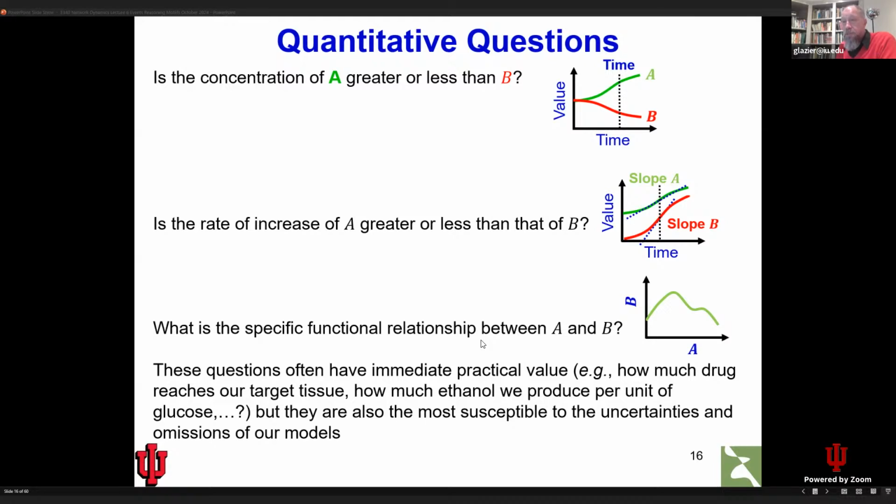Now, these are typically questions that are very useful. How much of a drug reaches our target? How much ethanol does our reactor produce per unit of glucose? But those are also the kinds of quantitative questions that our models are most likely to get wrong. And so very often we'll be happy if we can reproduce the qualitative and semi-quantitative behaviors that are observed in experiment, and not worry so much about calibrating the model exactly quantitatively.